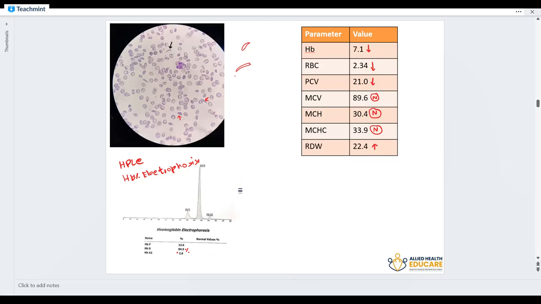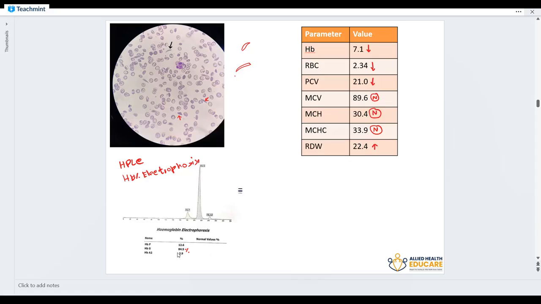What happens in sickle cell anemia? It is also genetic. There is a shift of an amino acid in the beta chain of hemoglobin, and that leads to the formation of abnormal hemoglobin. This abnormal hemoglobin causes polymerization, and this polymerization affects the shape of the RBC, and the RBC becomes a sickle cell. This sickle cell will appear when the hemoglobin becomes deoxygenated. Once the hemoglobin becomes deoxygenated, it polymerizes and becomes a sickle cell.